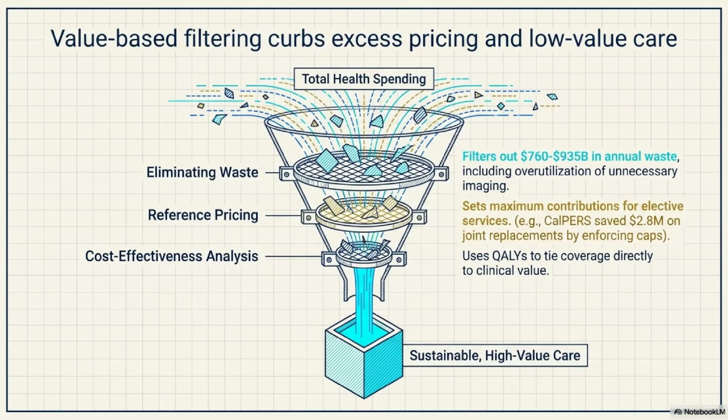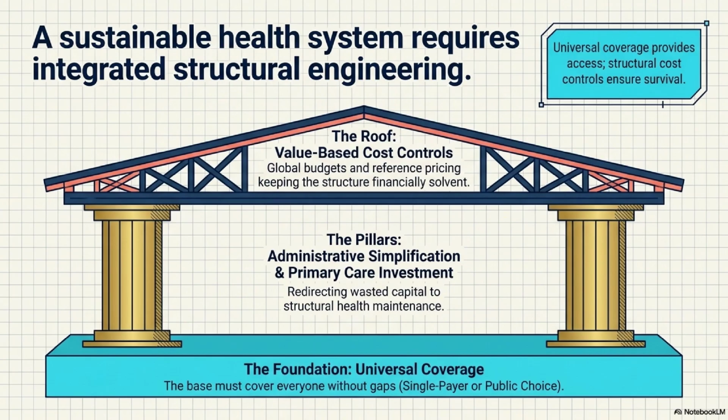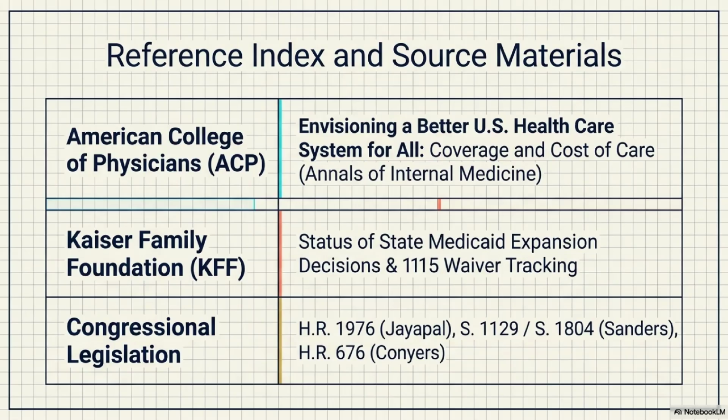at sustainable, high-value care. Putting it all together, a sustainable health system rests on three structural elements, much like a building: a foundation of primary care and universal coverage, pillars of efficient payment models and administrative simplicity, and a roof of value-based, high-quality care. None of this analysis exists in a vacuum.